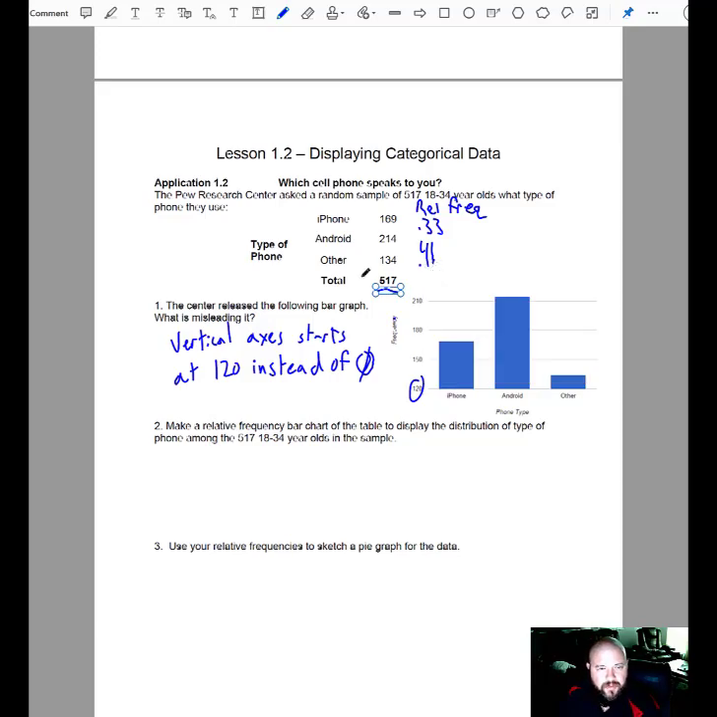Pen will work for me. And then we've got 134 over 517. I'm going to write these over again. This is nasty. So this is 0.41. Okay, so then we got 134 over 517.